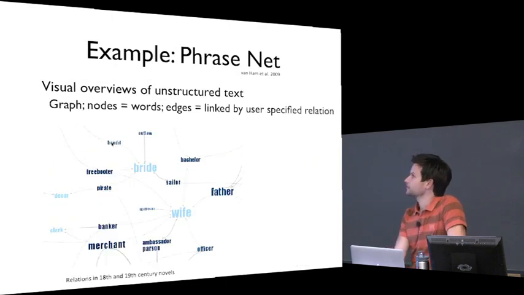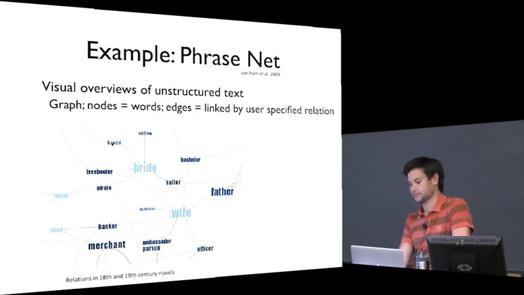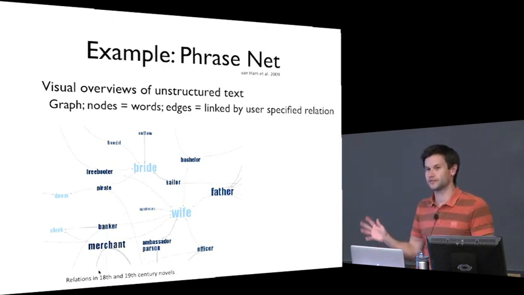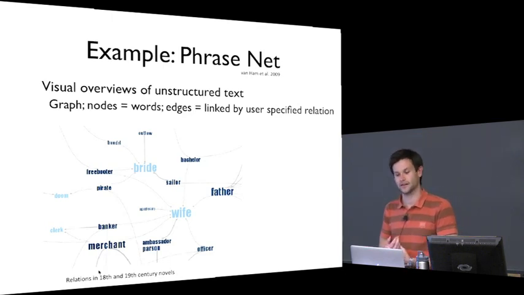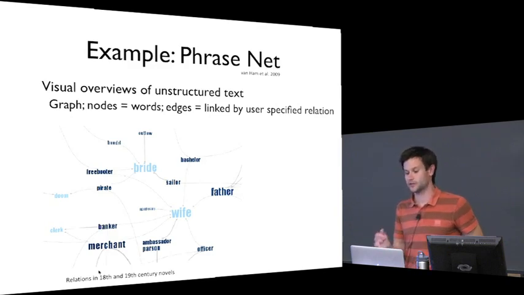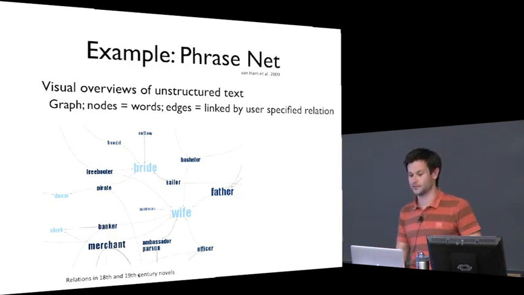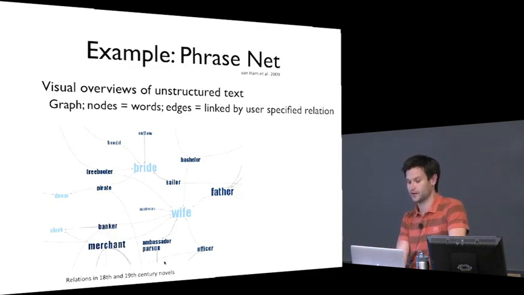A nice example is also PhraseNet. PhraseNets are tiny graph representations, and these graphs show you different connections, semantic or lexical connections in your text data set. For instance, in that example, they took the relations in 18th and 19th century novels. So they took all novels, analyzed the text, and tried to find out the relations between the different entities or the different people in the novels. And there you have then interesting connections.